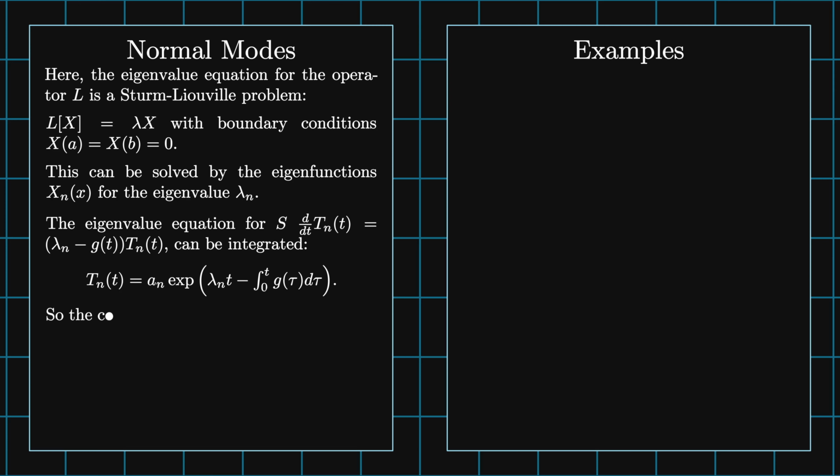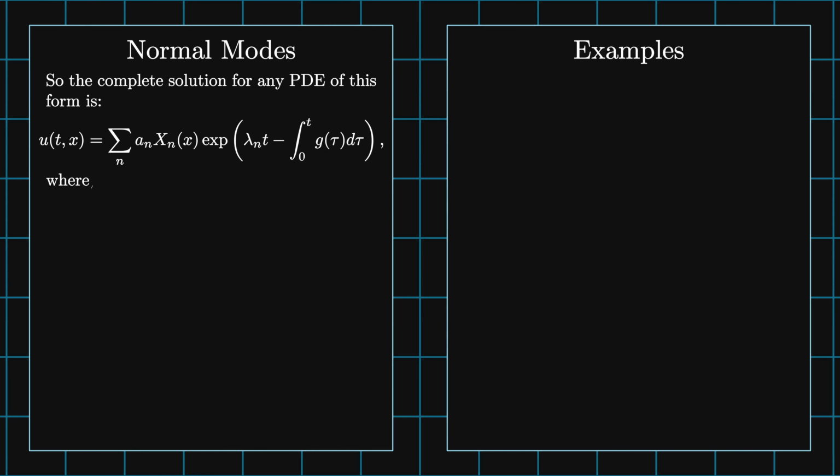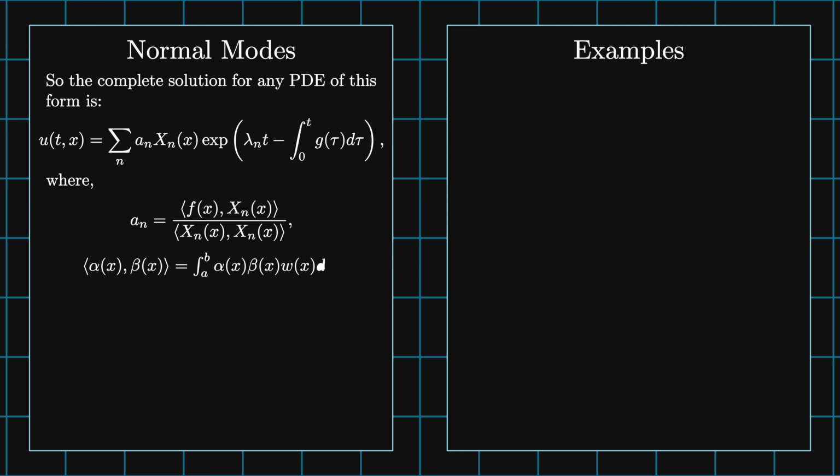So the complete solution for any PDE of this form is u of t and x equals the sum over n of a_n times X_n of x times e to the lambda_n t minus the integral from 0 to t of g of tau d tau, where a_n is the inner product of f with X_n divided by the norm of X_n, where the inner product is defined as the integral from a to b of alpha of x times beta of x times w of x dx, where w of x equals e to the integral of b(x') over a(x') dx' divided by f of x.